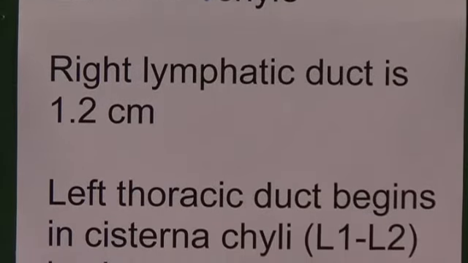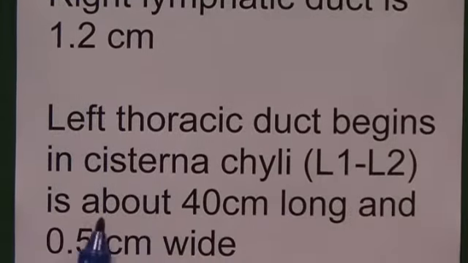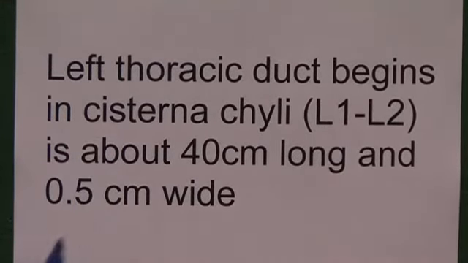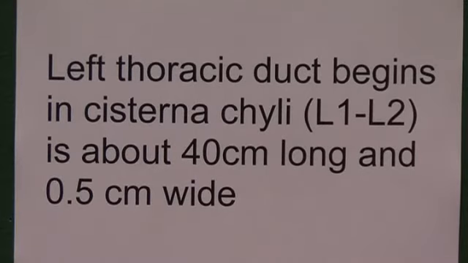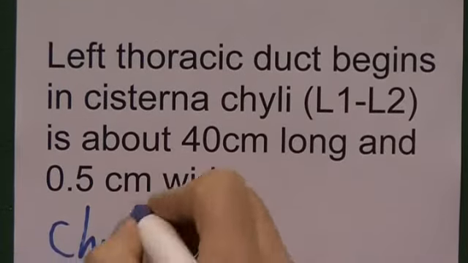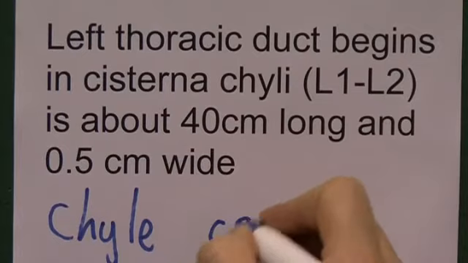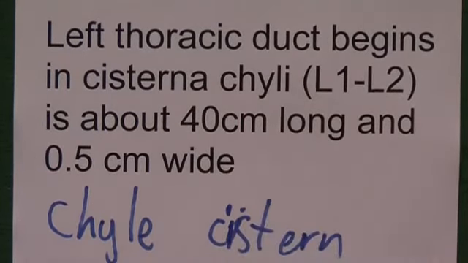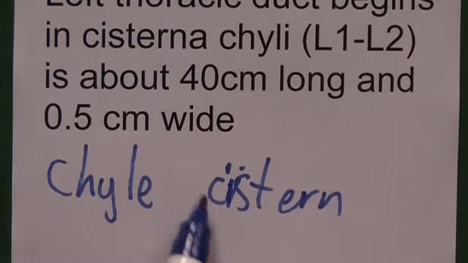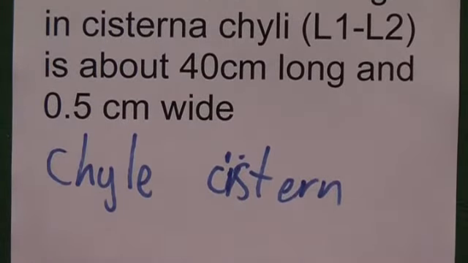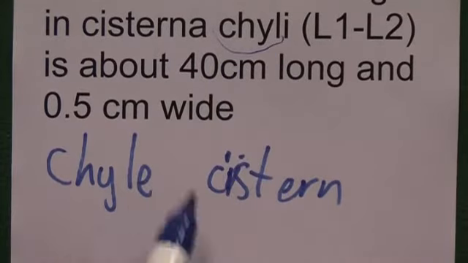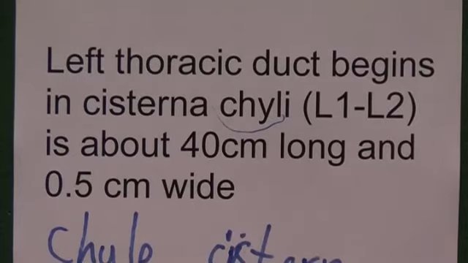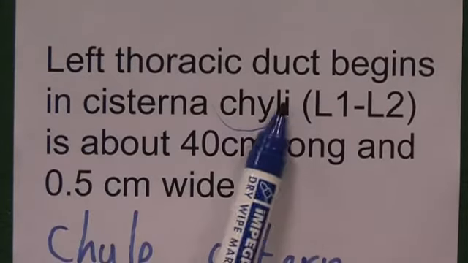But the left thoracic duct is quite long, because you might remember this begins at the cisterna chyli. It's an alternative name, we also call it the chyle cistern. It's the same thing. Cistern, I guess, is a fluid containing reservoir, and chyle is the fluid that contains the chylomicrons. So the left thoracic duct begins at this dilated cisterna chyli.